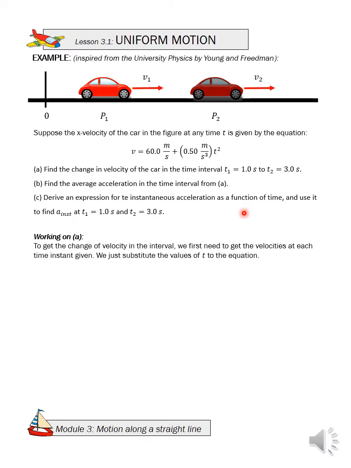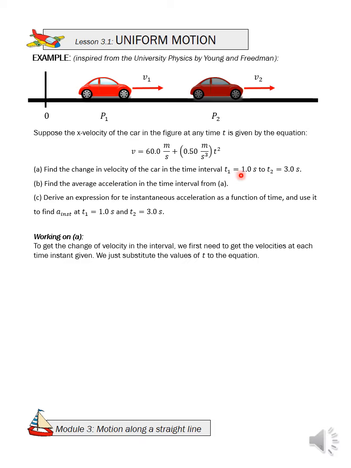Let's first work on letter A. We'd like to get the change of the velocity in the interval t1, 1.0 seconds, to t2, 3.0 seconds. But first, we need to get the velocities at each time instant given. So what do I mean by that? Since we are given this equation, this relationship, we can use it to solve for v if we want to know what v is.